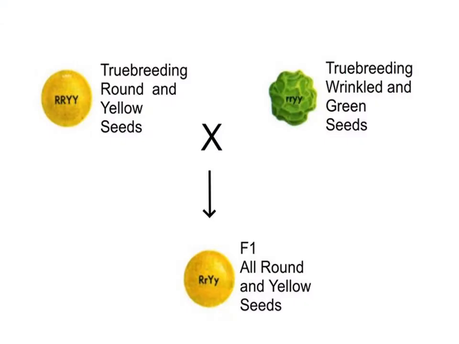For example, a true breeding round and yellow seed is crossbred with a true breeding wrinkled and green seed. The first generation offspring will be all round and yellow seeds, but it doesn't mean that the wrinkled and green seeds are not present. It is just because they are recessive, so maybe they will be expressed in the next generation of offspring, but they are properly segregated.